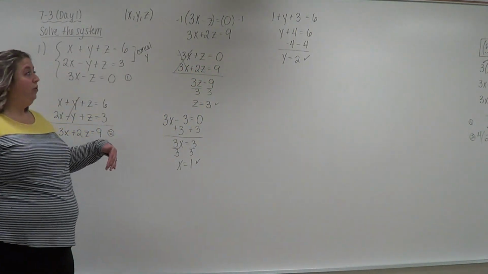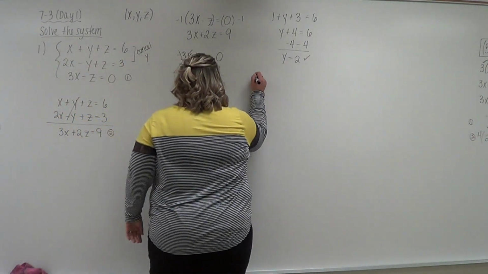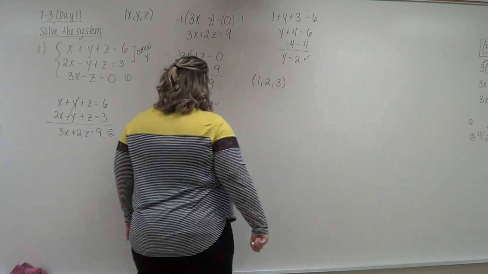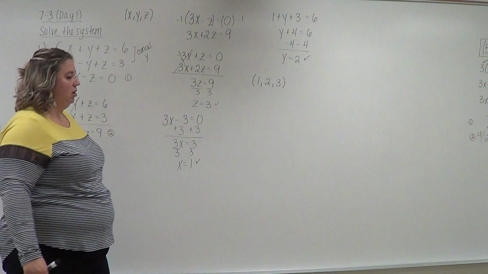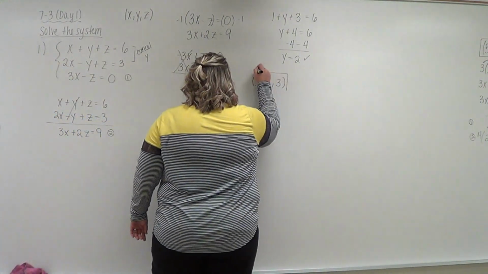Then I take all three of these and write it like an ordered triple, and it does still go in alphabetical order. So my answer would be (1, 2, 3). You want parentheses because it is a point. You don't use solution sets on these, so parentheses. That would be your answer.